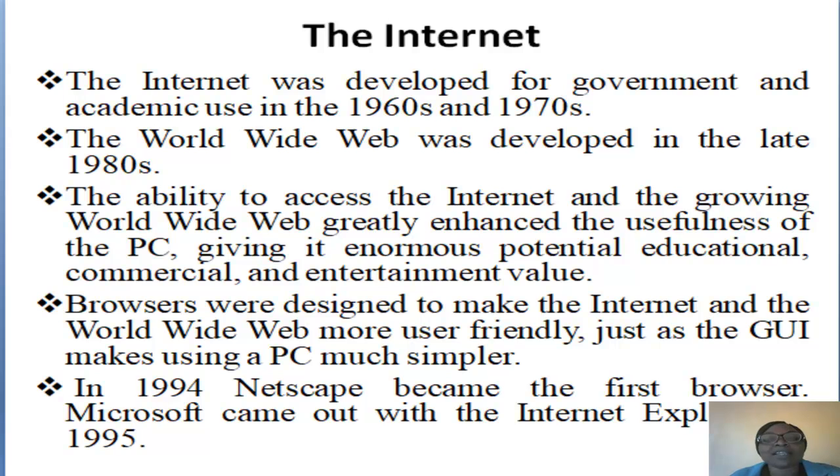Now let's look at the internet. The internet was developed for government and academic use in the 1960s and 1970s. The World Wide Web was developed in the late 1980s. That's WWW. You always hear of that. The ability to access the internet and the growing World Wide Web greatly enhanced the usefulness of the PC, giving it enormous potential, educational, commercial, and entertainment value.